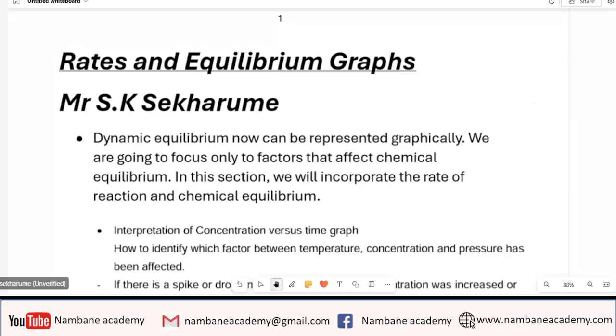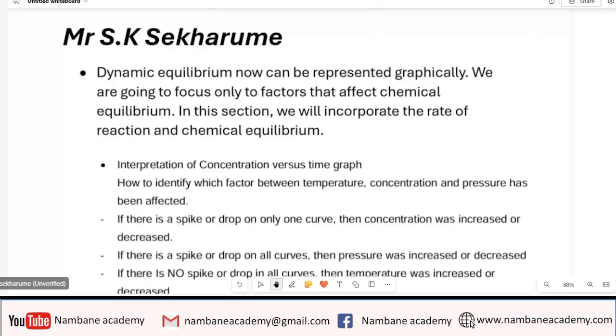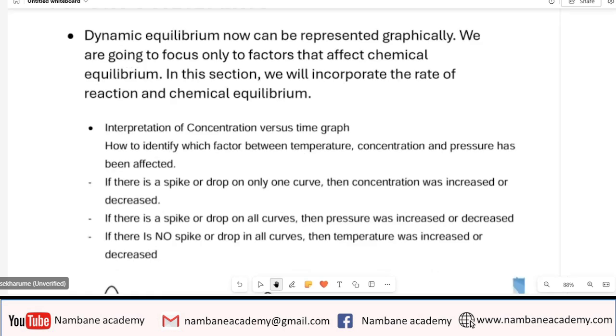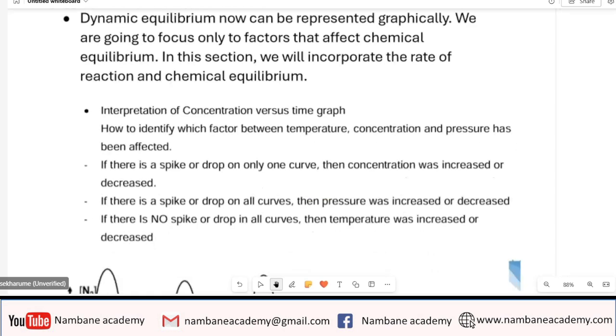If you look at the first bullet there, dynamic equilibrium can be represented graphically. We are going to focus only on the factors that affect chemical equilibrium, which are concentration, temperature, and pressure. In this section, we'll also incorporate the rate of reaction and chemical equilibrium. Looking at the concentration versus time graph, how do we identify which factor between temperature, concentration, and pressure has been affected?